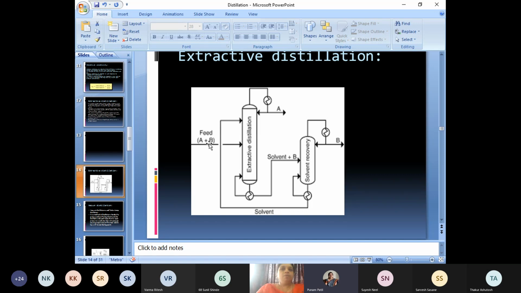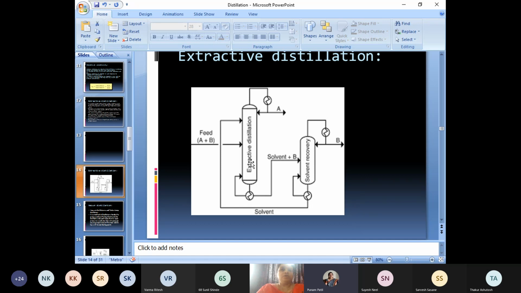For that purpose, when that problem is there, the solvent is the input for this extractive distillation. This solvent is added to the column so that it mixes with one of the components. Either A or B, depending on what component A is, what component B is, and what material the solvent is. Depending on that you have to choose the solvent. So the solvent mixes with one of the components and it changes its volatility.